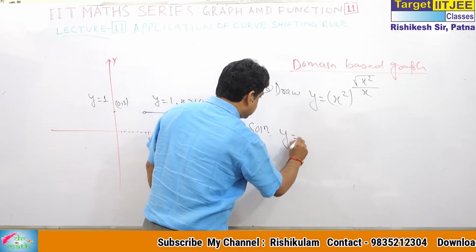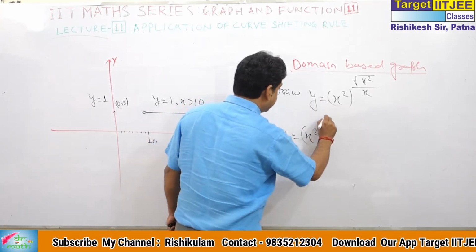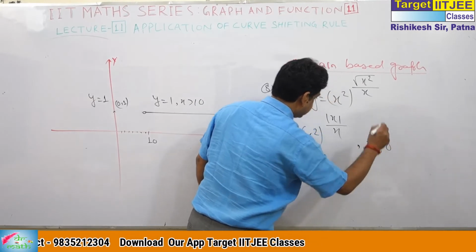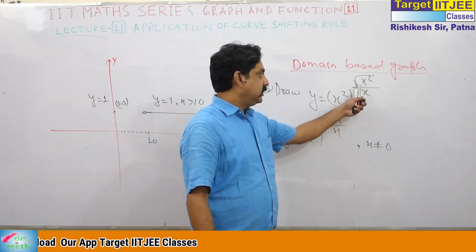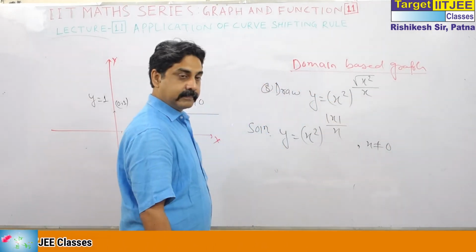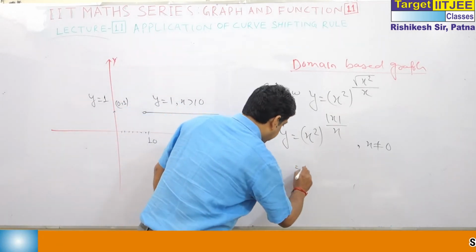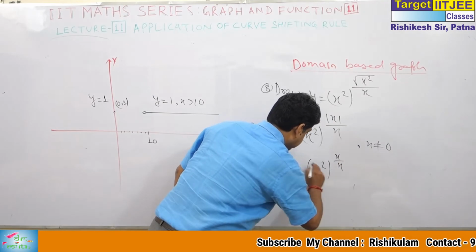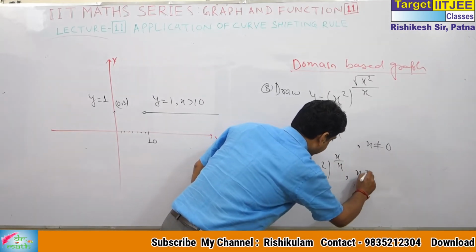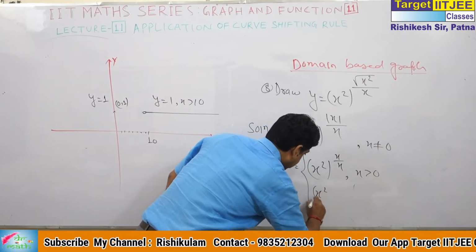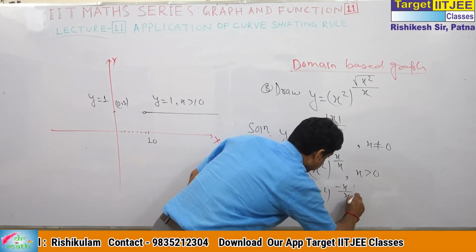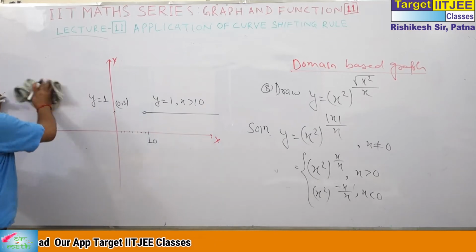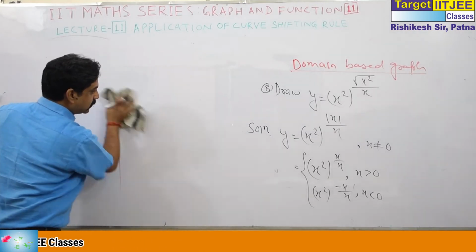Actually, this is y = (x²)^(|x|/x) and x is not equal to 0. Why x not equal to 0? Due to this. You know the square root of x² is |x|. Let me break it in two parts. This is x/x when x is greater than 0, and this is −x/x when x is less than 0. I have just broken the modulus into steps.